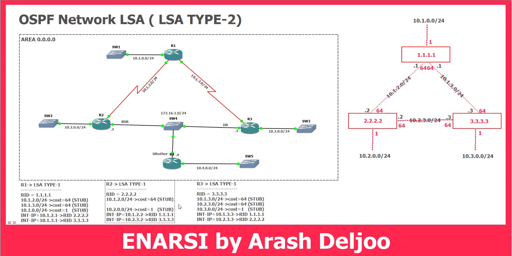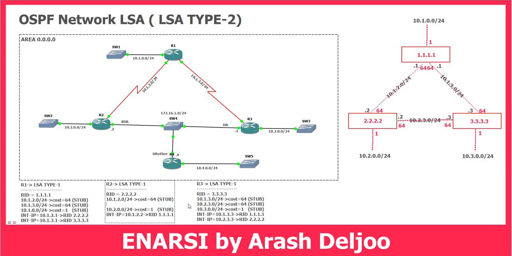And also R2 is connected to 10.2.0.0/24 with a cost of 1, and this is one of the stub net links. It's okay. Also R2 is connected with the 10.1.2.2 interface IP address to the RID of 0.0.0.1, it's okay. But you know that R2 doesn't connect with 10.2.3.2 to the RID of 0.0.0.3. Because of that, we should remove it.